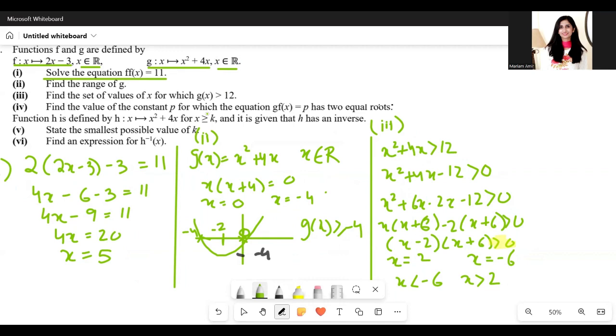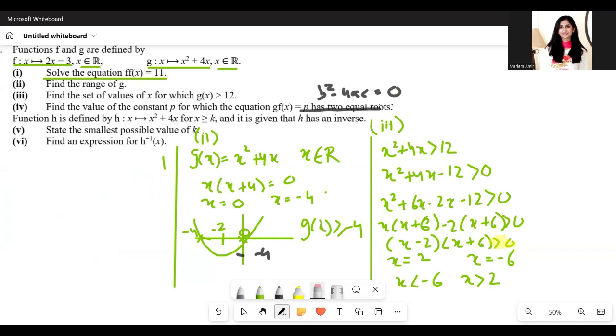Part 4: find the value of the constant p for which the equation g(f(x)) = p has two equal roots. Two equal roots means b² - 4ac = 0. We know this from the chapter of quadratics. Now, let's solve this here.